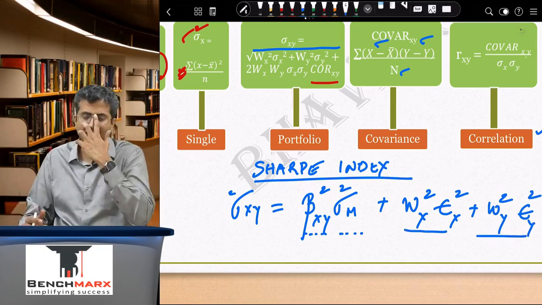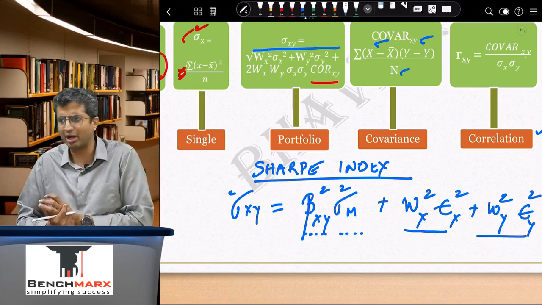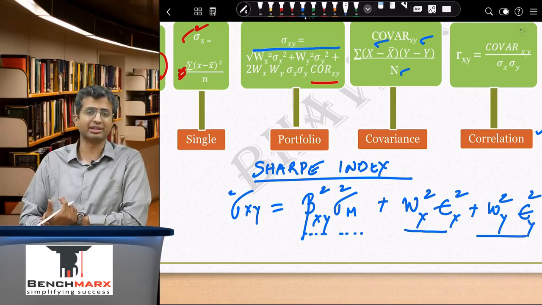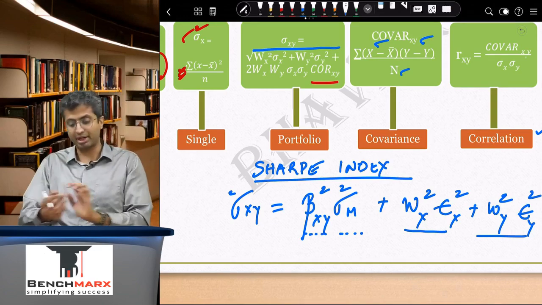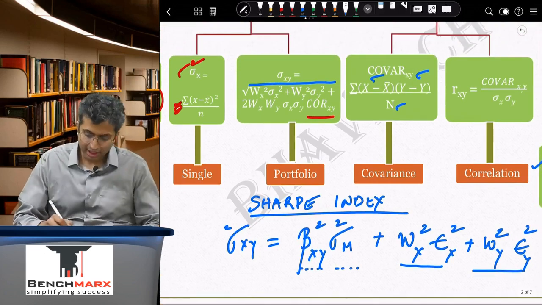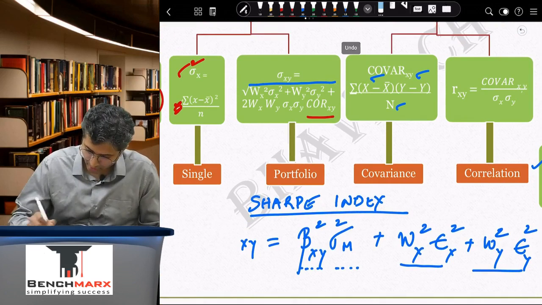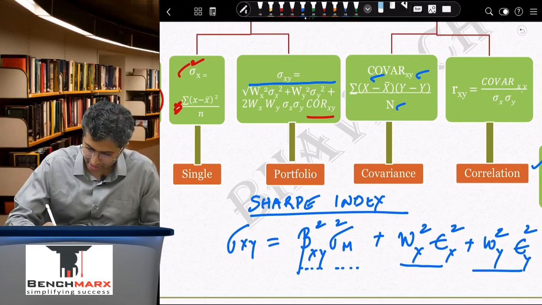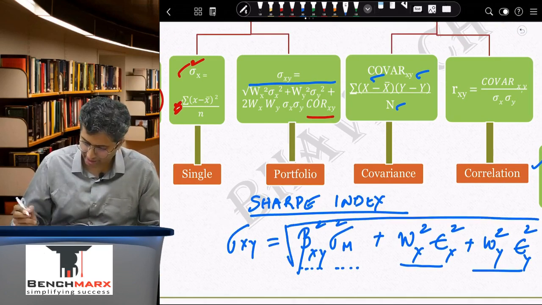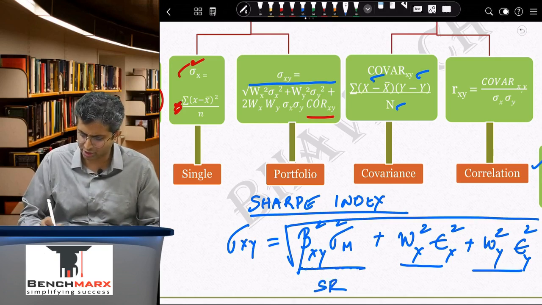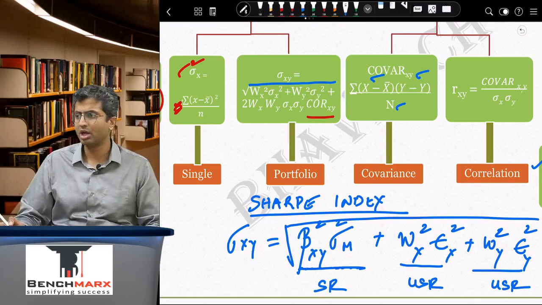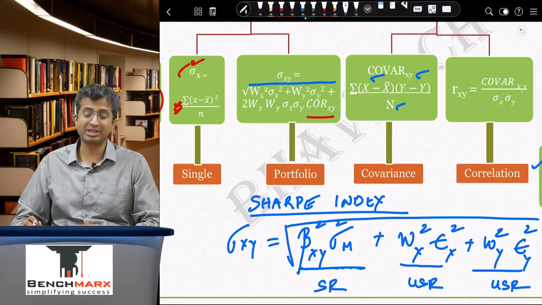However, in case it is asked or in case the data requires, you should remember that there is a formula like this which also exists, which will give you exactly the same answer as the above formula. If you want to find the standard deviation, then you will square root this entire term. Basically, this is the systematic risk of the portfolio and this is the unsystematic risk of every security in the portfolio.